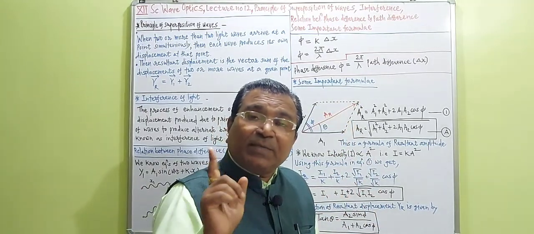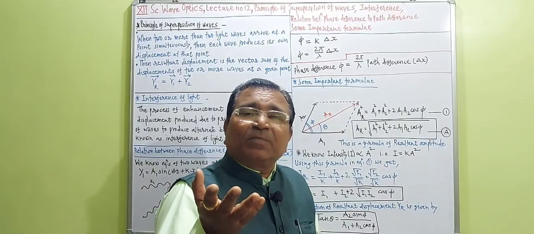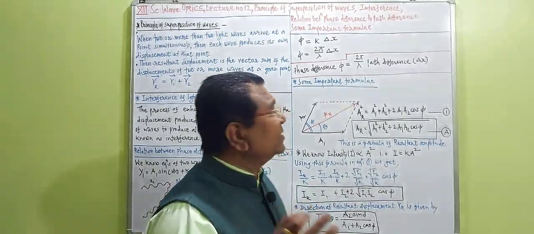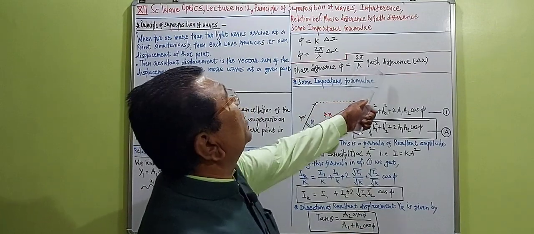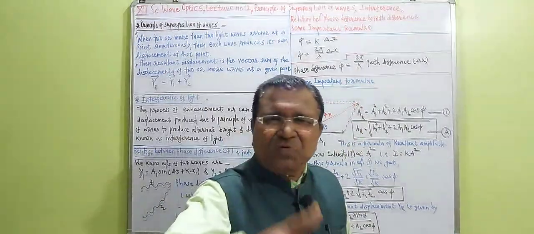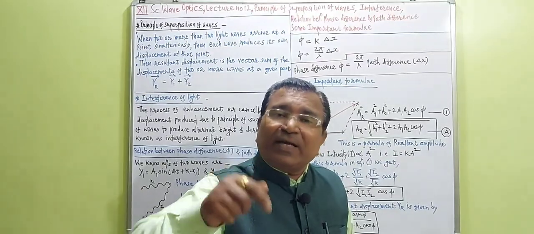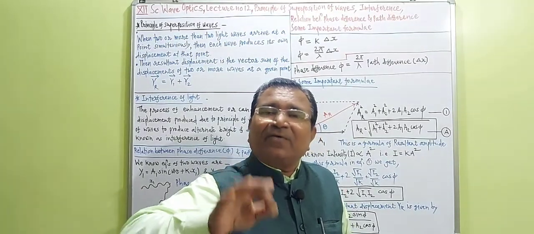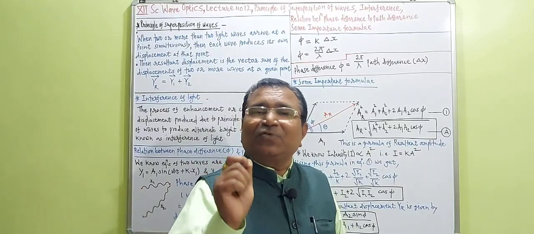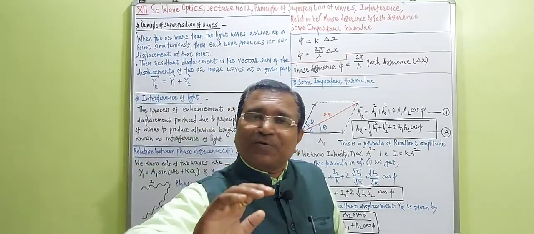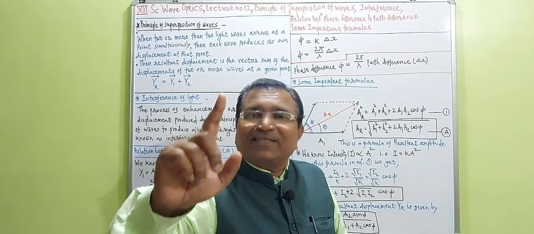So don't make a mistake. Many students may make a mistake like this: path difference is equal to 2 pi upon lambda into phase difference. No, that is wrong. How can we remember it? That I want to discuss with you. Phase difference is equal to 2 pi upon lambda into path difference.